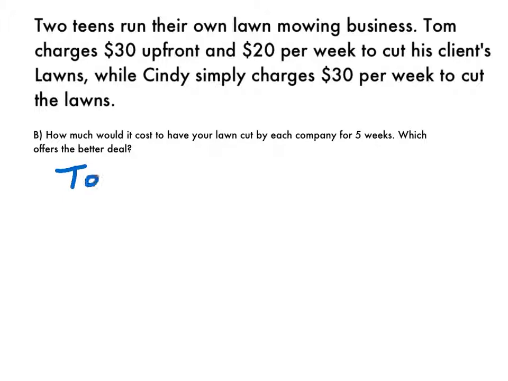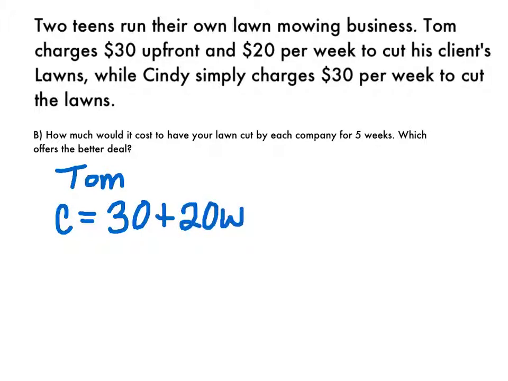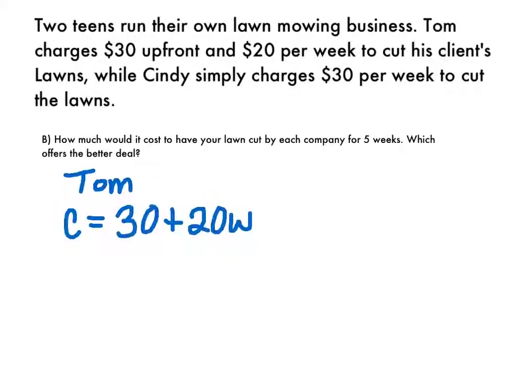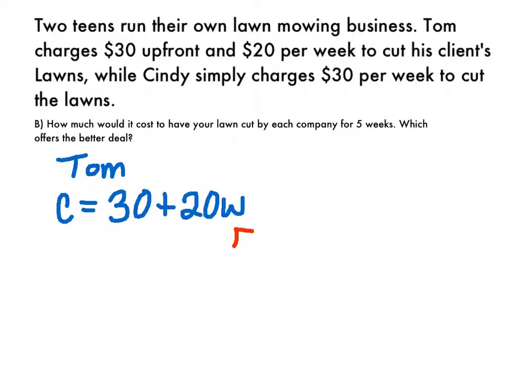So recall Tom has an equation of C equals 30 plus 20W. So when we sub in the value of 5 weeks, that's going to go in for W, since W represents the number of weeks, not the cost. We're trying to find the cost. We want to find how much it costs. That's the variable we're going to solve for. So let's take a look at what that'll look like here. So remembering, basically we're going to replace the W with 5, while everything else will stay the same.